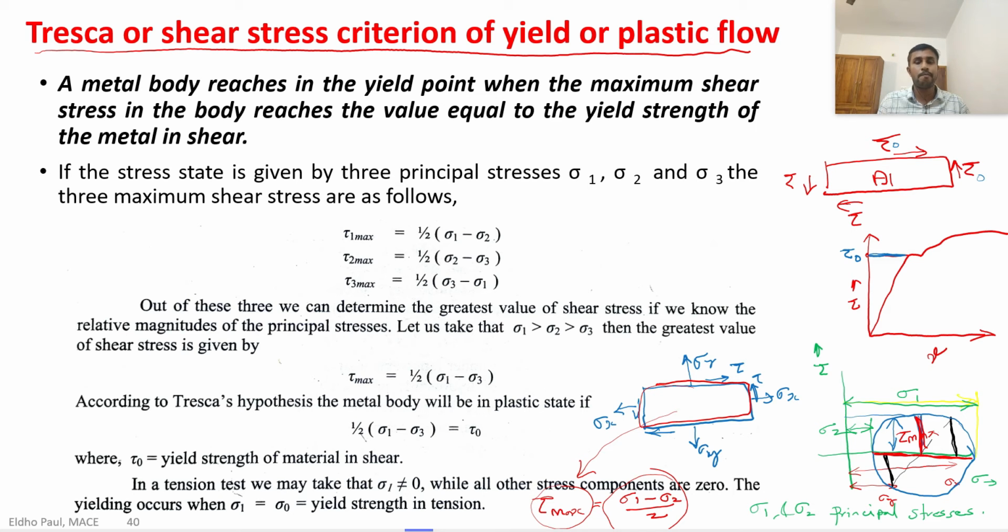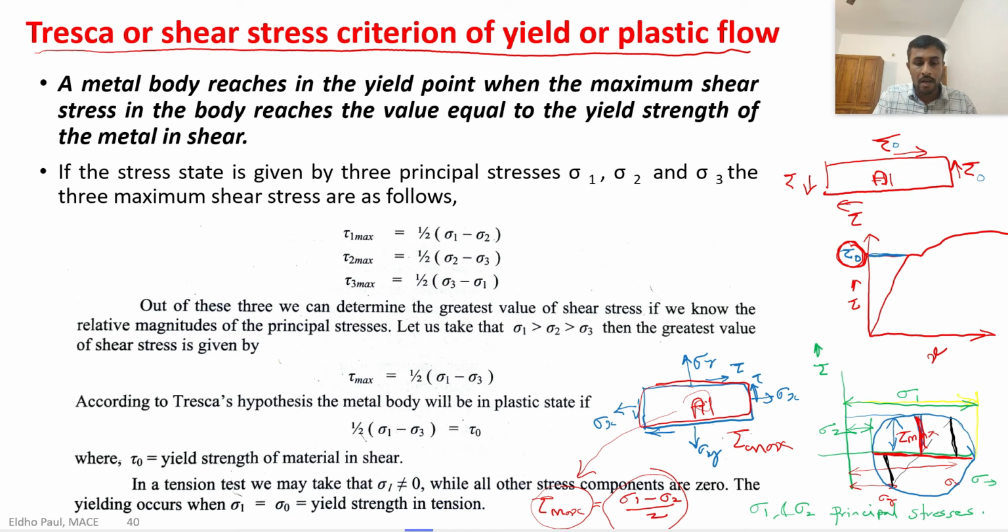That is half of the difference between the principal stress values. So in this complex loading condition, maximum shear stress is equal to tau max. And if the same material, for example aluminum, is subjected to pure shear, from the stress strain diagram we get the amount of stress required for plastic deformation, which is tau 0.